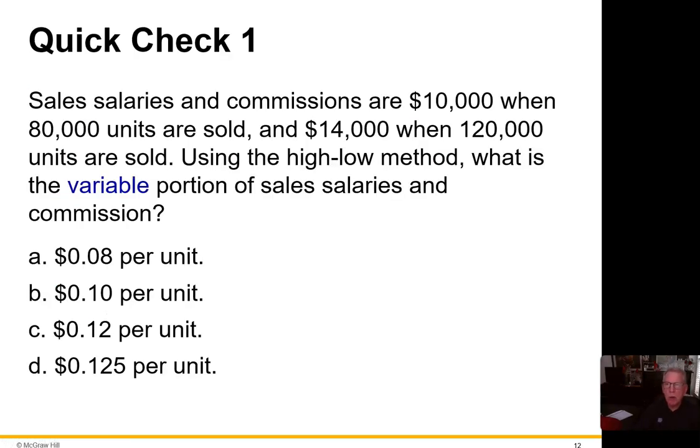All right, let's do a quick check. Sales salaries and commissions are $10,000 when 80,000 units are sold, and $14,000 when 120,000 units are sold. Using the high-low method, what is the variable portion of the sales salaries and commissions? Give you a second to think about that.